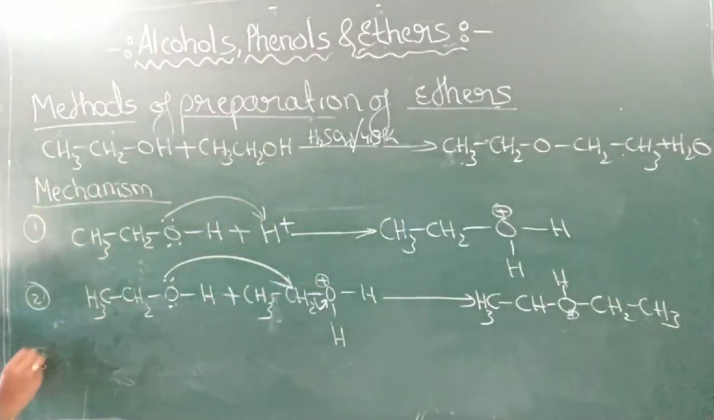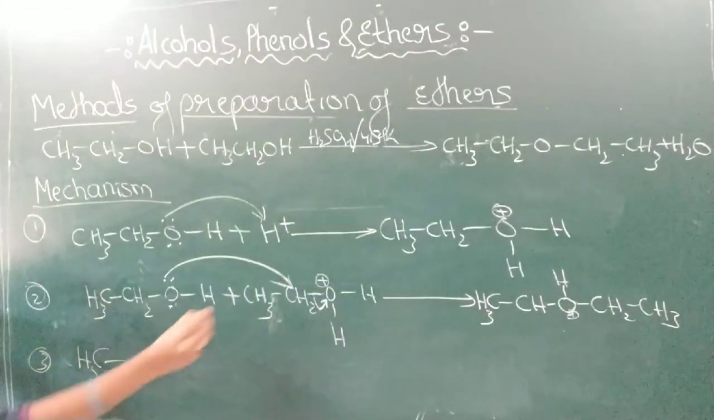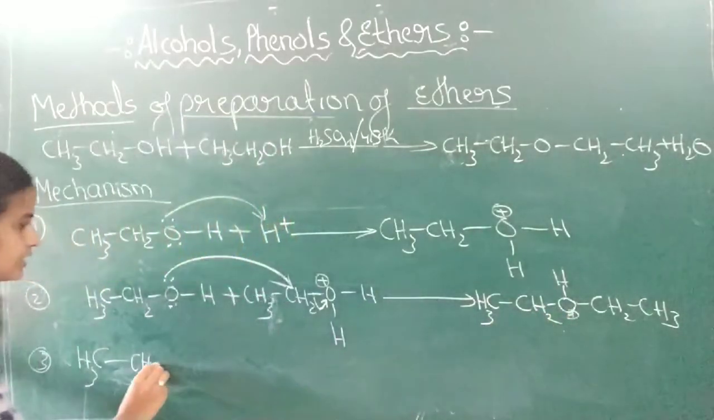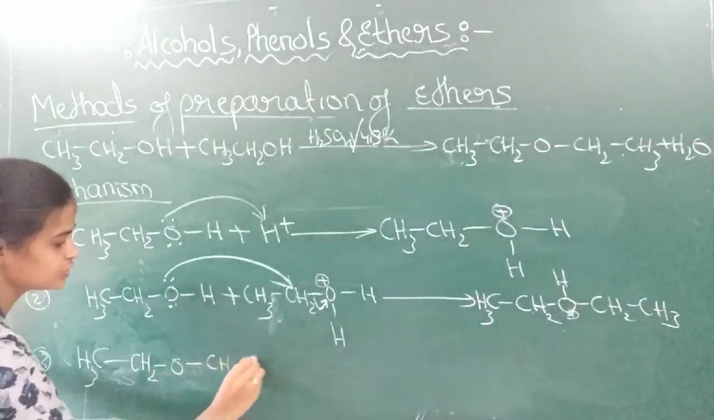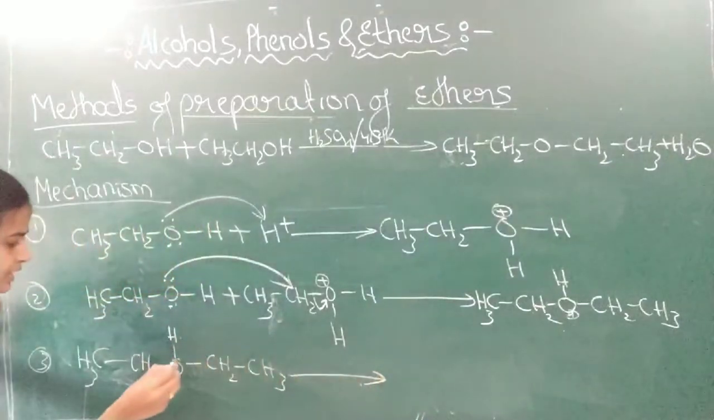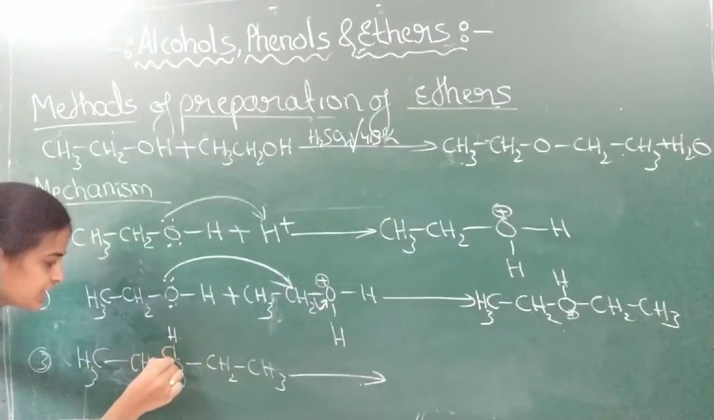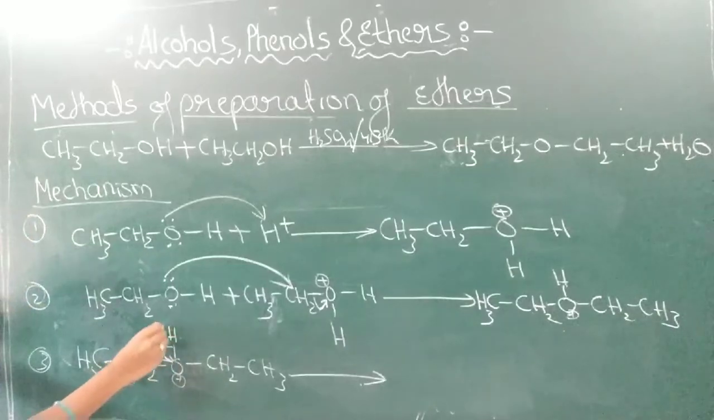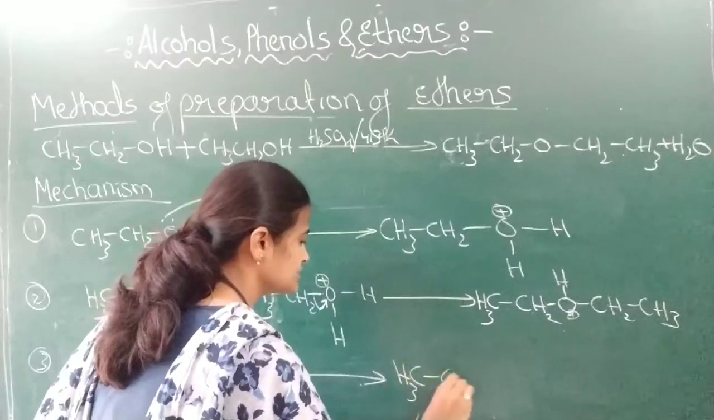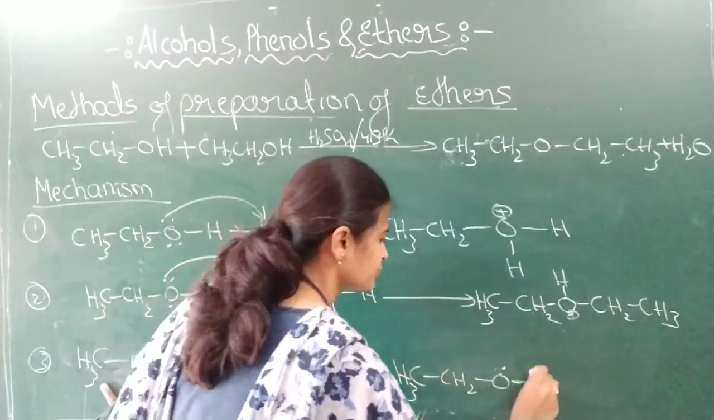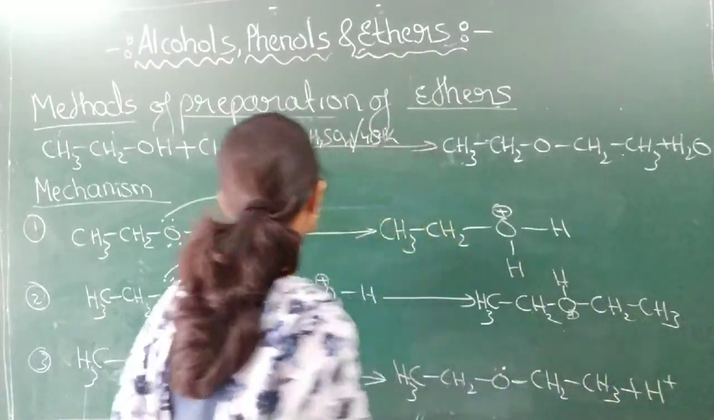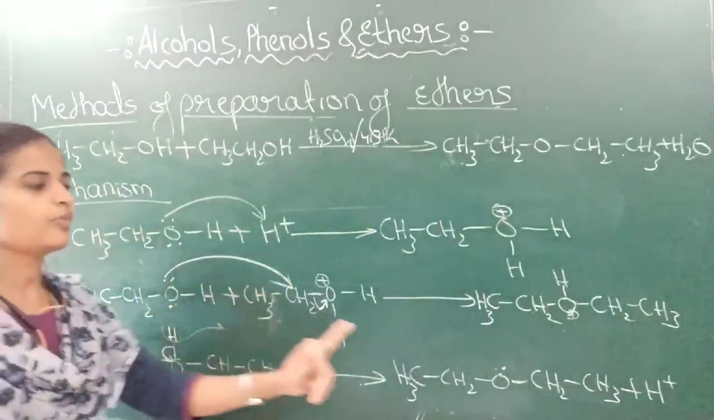In the next step, what happens? The same thing, whatever I got there, I am writing here: O, CH2CH3, H. As it has got a positive charge, it takes the shared pair of electrons towards it, and this will go out as a proton, H+, by forming an ether, CH3CH2OCH2CH3 plus H+. Whatever H+ took part in the first step came out in the last step.